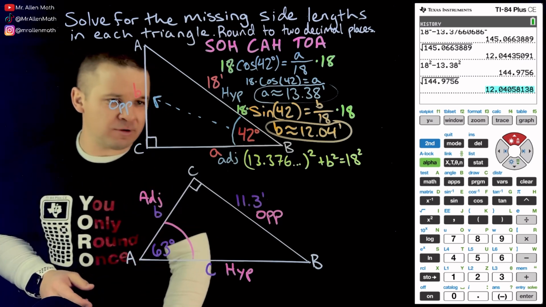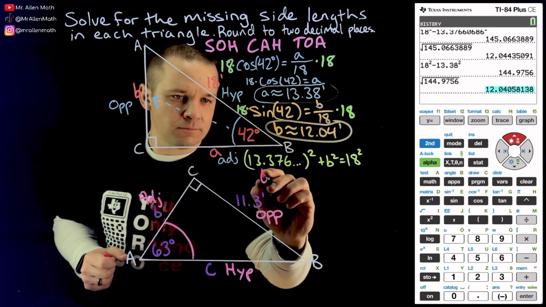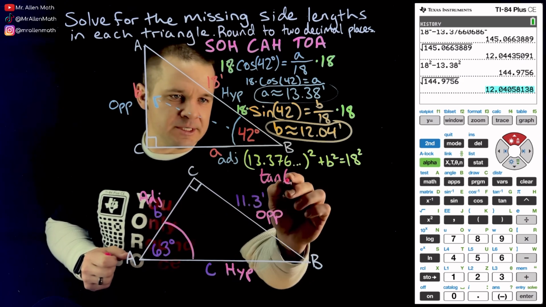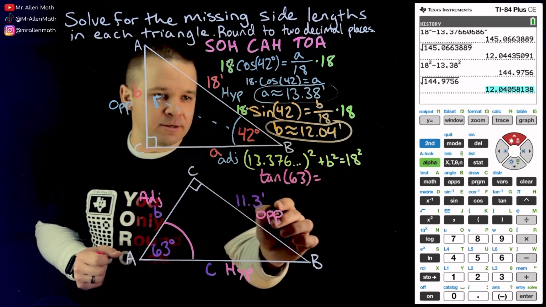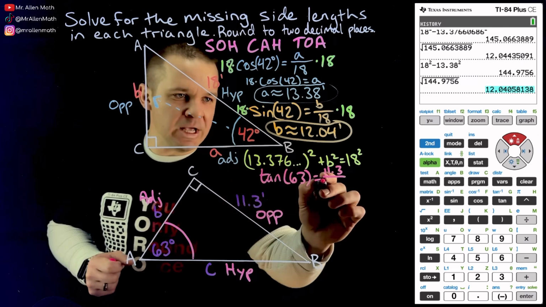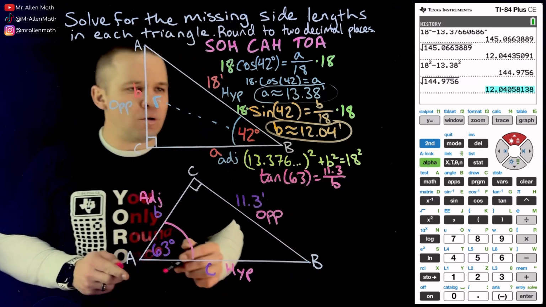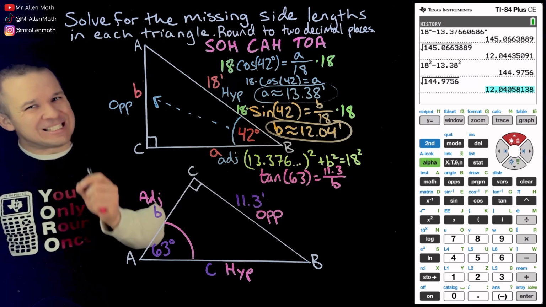I don't want too similar of a color. I guess I'll use pink. We got tangent of 63 equals my opposite, which is 11.3, divided by B. Boom. Ooh. My variable's in the bottom, in the denominator on this one.